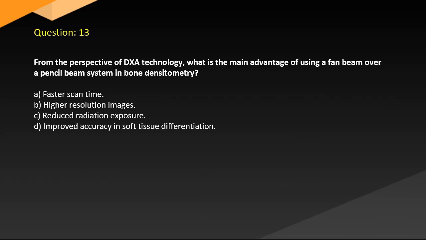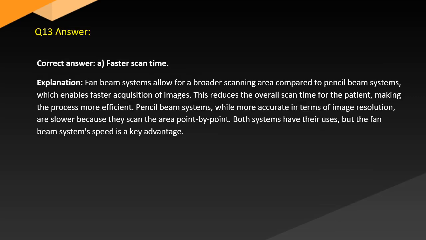Question 13. From the perspective of DSA technology, what is the main advantage of using a fan beam over a pencil beam system in bone densitometry? A. Faster scan time. B. Higher resolution images. C. Reduced radiation exposure. D. Improved accuracy in soft tissue differentiation. Answer. Correct answer, A. Faster scan time.